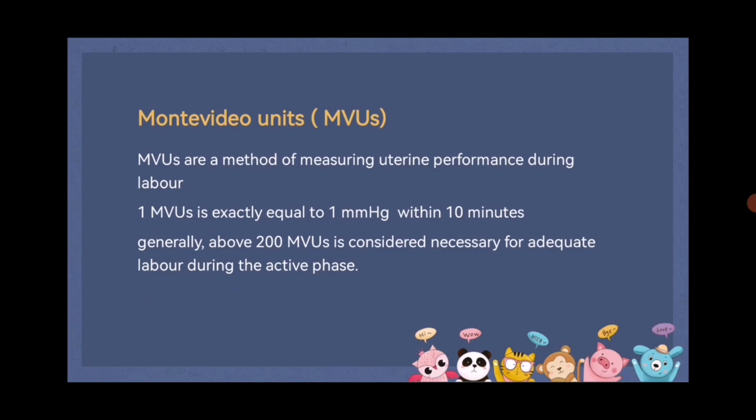Montevideo units are a method of measuring uterine performance during labor. 1 Montevideo unit is exactly equal to 1 millimeter of mercury within 10 minutes. Generally, above 200 Montevideo units is considered necessary for adequate labor during the active phase.